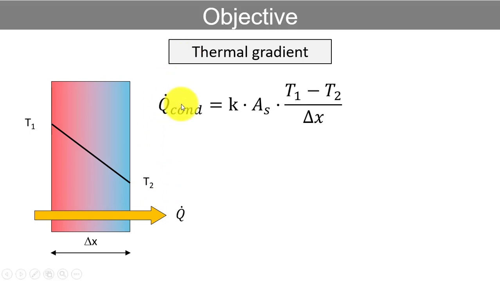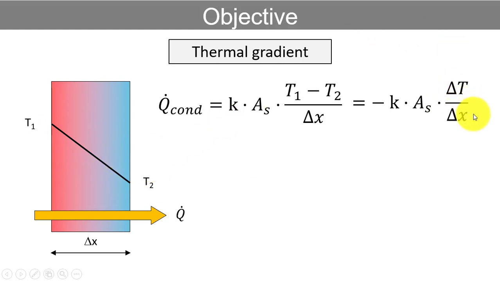Then, the heat transfer by conduction is proportional to the conductivity, to the surface, to the temperature difference, divided by the delta X, which is the thickness of the wall. If we reorder these terms, we can introduce this minus sign, which means that the heat transfer by conduction is positive when the delta T, the difference of temperature, is negative, and we can get this from this drawing.